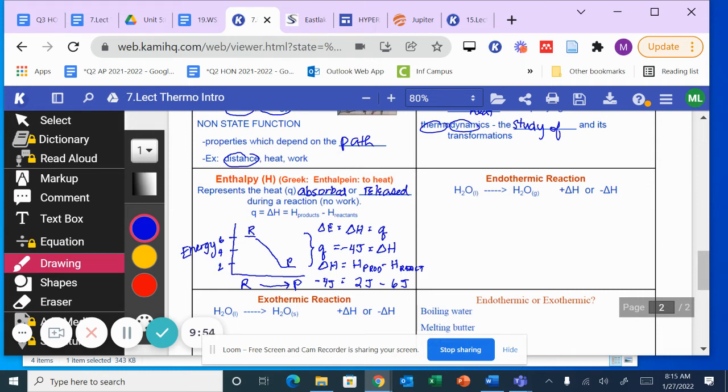Next, endothermic reaction. Let's look at this. I have water molecules here. Do you see the subscript right there? What does that say? L. The solid has hydrogen bonding between the molecules, and you see it vibrating. The liquid is like this. They can move past each other, but there are still intermolecular forces. And in the gas, the intermolecular forces are totally broken. So which is more energetic, liquid or gas? Gas is always more energetic.